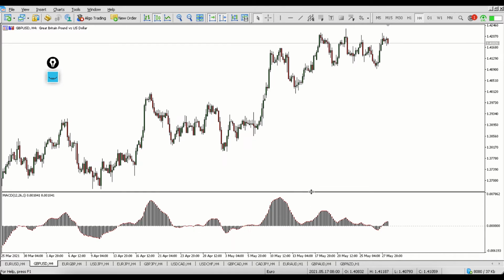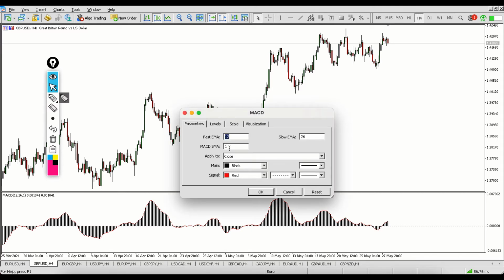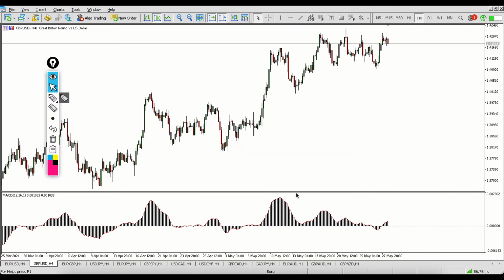The main reason that I would use this indicator is to look for divergence by looking at the highs and the lows. And that's why I like to use those settings. But if you want to try out using the signal line as well, then you can leave it as it is by default.